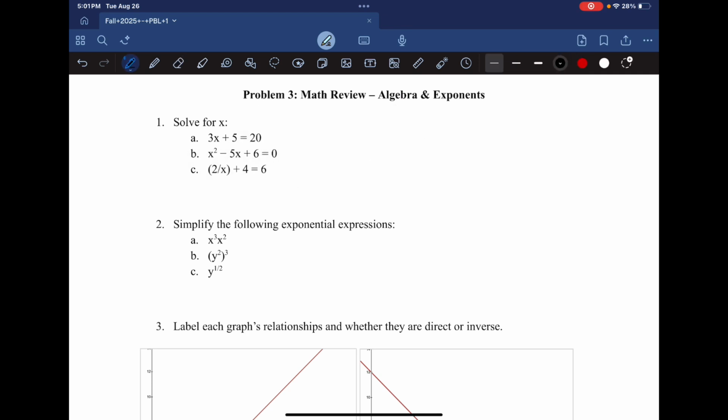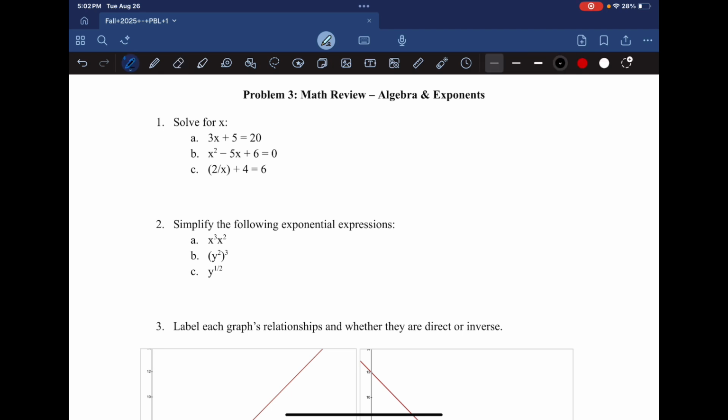A reminder that the quadratic equation is, I gotta remember it now. Quadratic equation is negative b plus or minus the square root of b squared minus 4ac all over 2a.